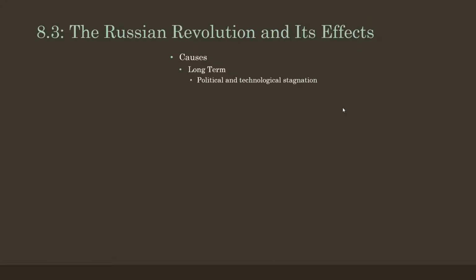And so there is political stagnation in the form of the Romanov dynasty, which has been on the Russian throne since the early 1600s. And there is also technological stagnation as well.